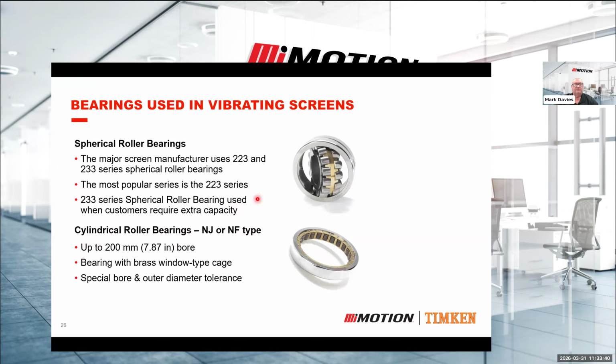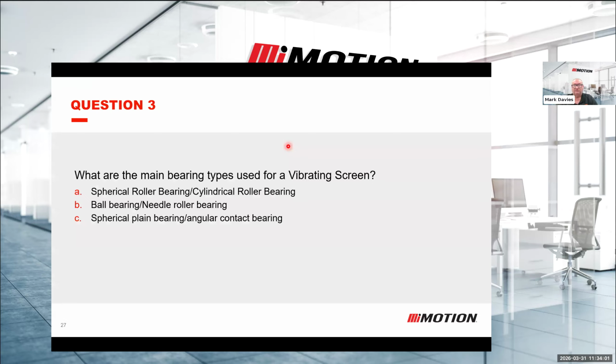One part of what we control is both the inner ring dimensional tolerance and also the outer ring dimensional tolerance, because that's really important to make sure that we do not damage the screen when we put it in. So let's go to the question, and then I'll move on to the bearing side.